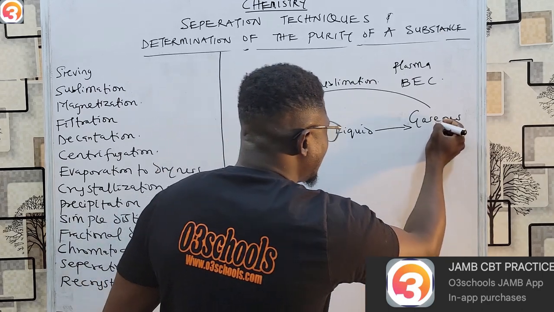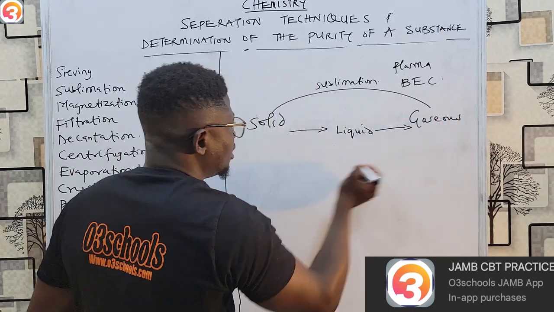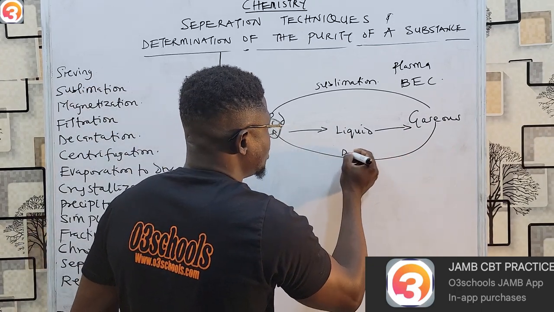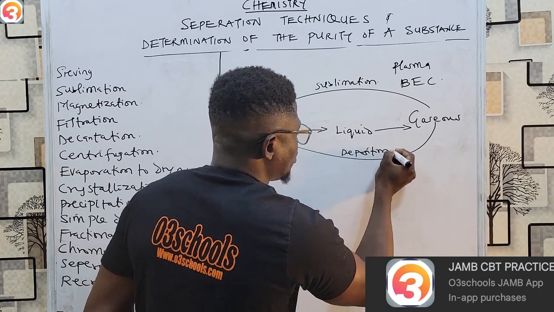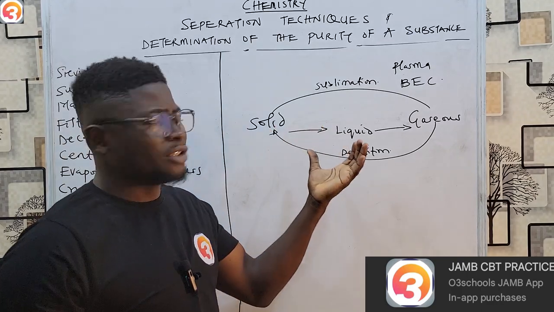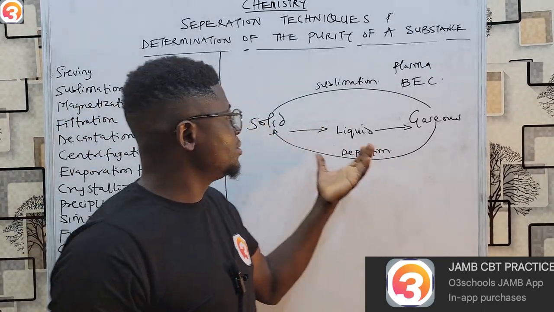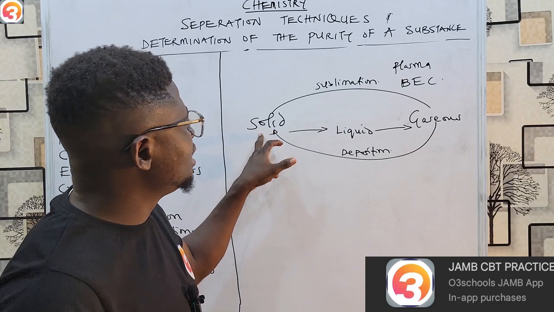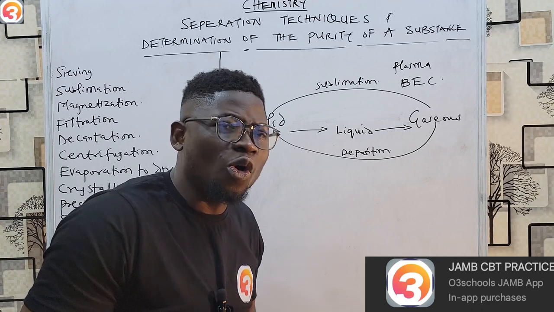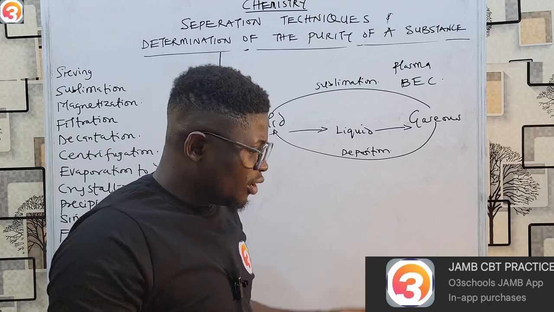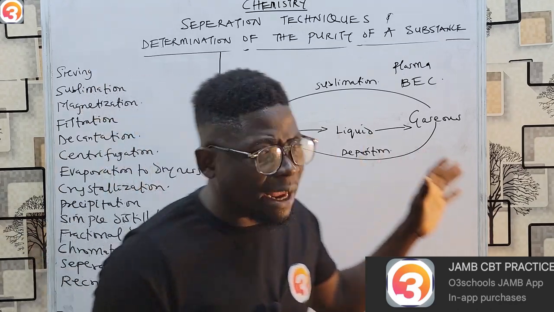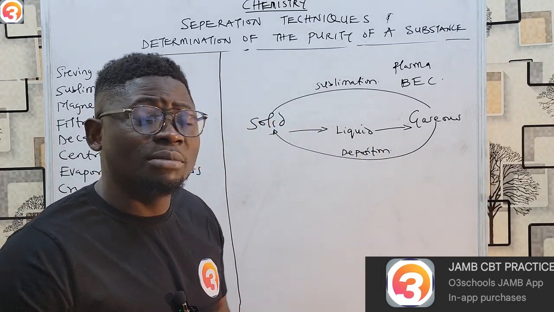And we also said that a gaseous substance can turn directly to the solid without passing through the liquid state, right? We call that process deposition. If you remember in that class, we called that process deposition. So that means sublimation is used to separate a substance that can change directly from the solid state to the gaseous state without passing through the liquid state, from a mixture. So if you have a mixture of a substance that can sublime with another substance, we can simply sublime that substance away from the mixture, leaving the other one there.